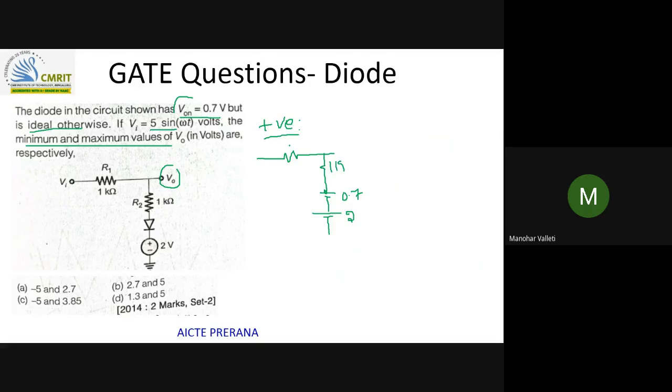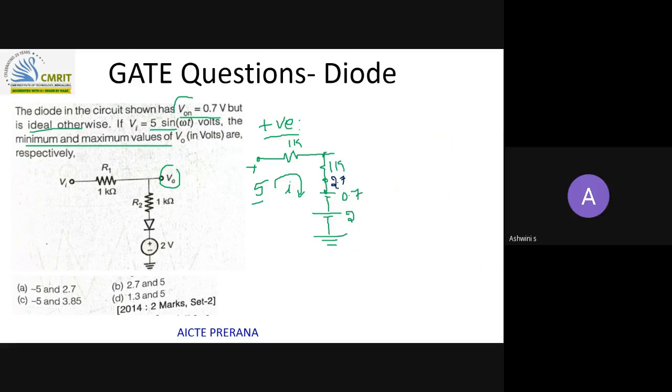1K, this is 1K. This peak value you consider. Peak value is 5, right? So you want output, right? Output means you need the drop across this 1 kilo ohm resistor. For that you need to find the current I. Till here you know, right? What is the voltage at that point? This is 2.7, right?